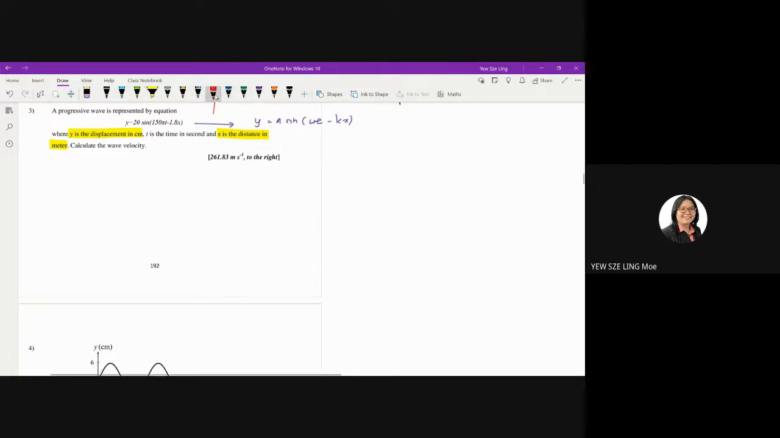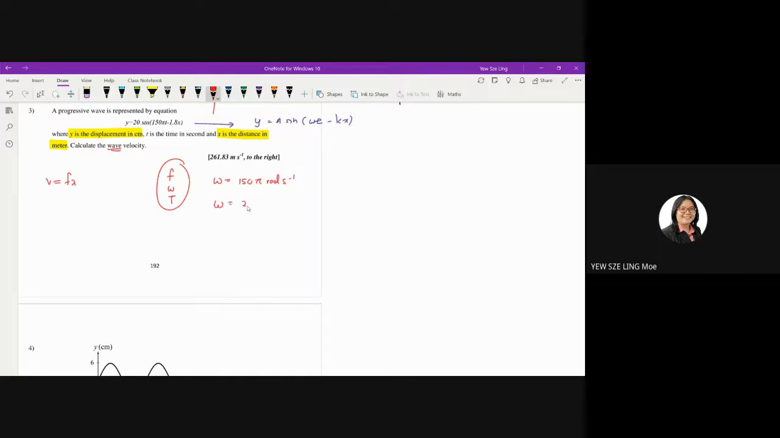So calculate the wave velocity. To calculate wave velocity, the general equation is v equals f lambda, because you're looking at a wave, not at particles. To find f, you need omega, because f, omega, T are one family. I will keep mentioning this until you remember. So omega is given; by comparison, omega is 150 pi radian per second.